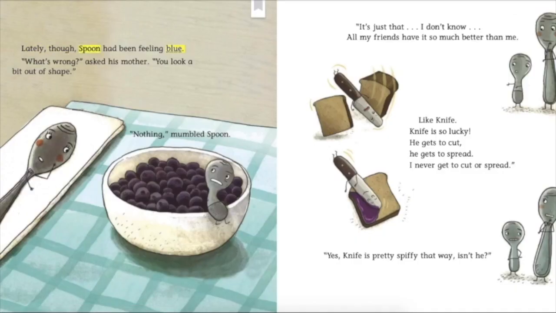Lately, though, Spoon had been feeling blue. "What's wrong?" asked his mother. "You look a bit out of shape." "Nothing," mumbled Spoon. "It's just that, I don't know, all my friends have it so much better than me. Like Knife. Knife is so lucky. He gets to cut, he gets to spread. I never get to cut or spread." "Yes, Knife is pretty spiffy that way, isn't he?"